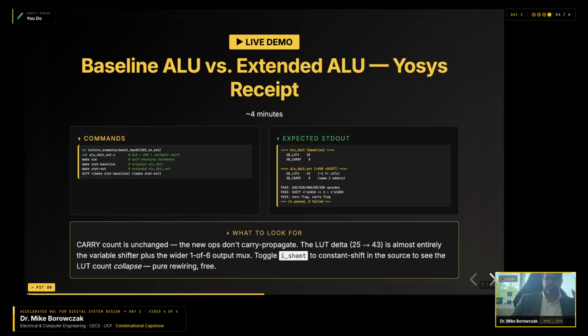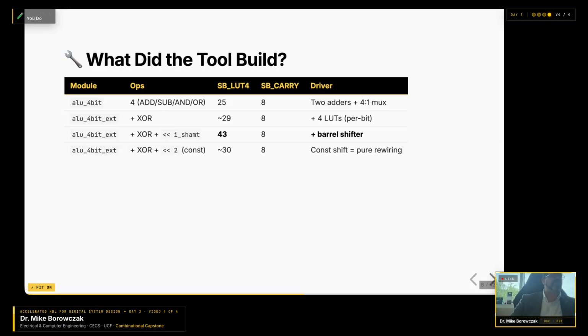All right. So roughly what did we build? Looking at the ALU 4-bit version, we basically had 4 opcodes, about 25 LUTs, 8 carries. The extended version with XOR yielded about 29 gates, a little bit more than that. No change in the carries. Actually, we didn't quite do that one. We didn't strip it out completely. We did the last version, shift of 2. And so quite a bit of savings.